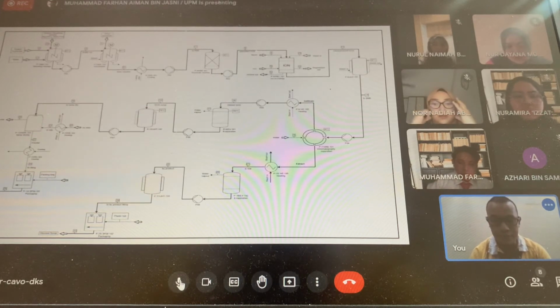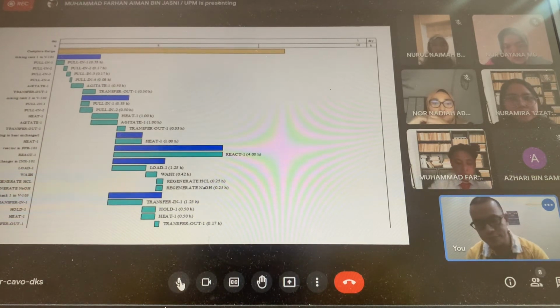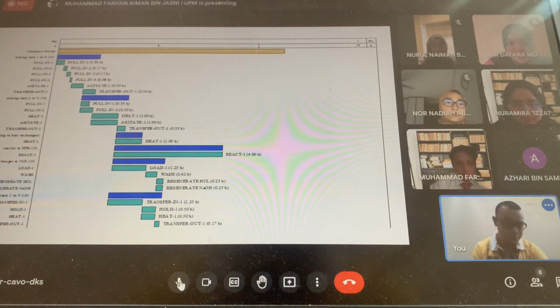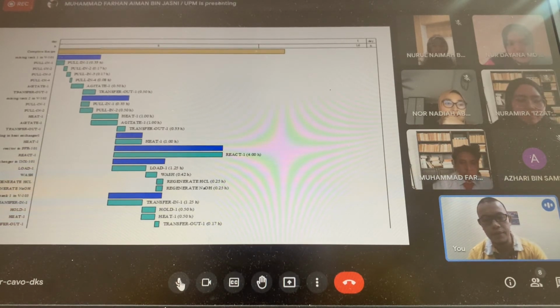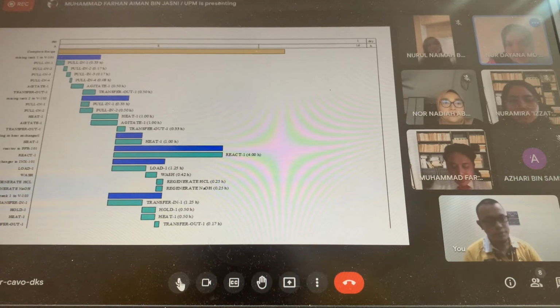Okay. Next, please. Gantt chart. Who will answer this question? Diana, based on the Gantt chart, how many hours per batch to produce, I mean the whole process? 9 hours for the total of the production. 9 hours. Okay. Where is the longest process in your plant?